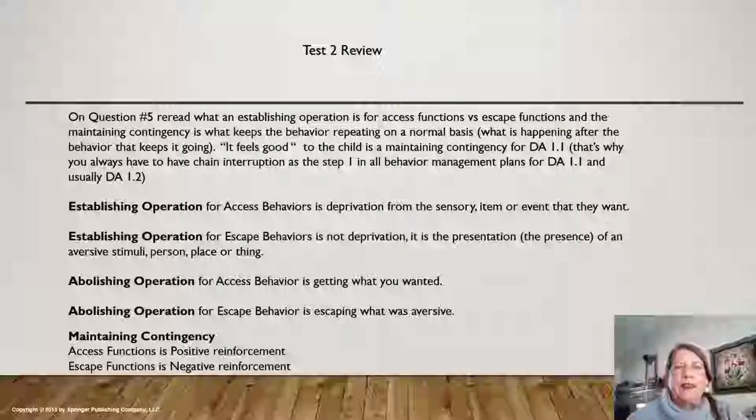Hi everybody, this is a review of test 2, the integrated at-home test. It was my first time to try this and it was very helpful, helped me delineate the areas in which you all are not feeling secure.